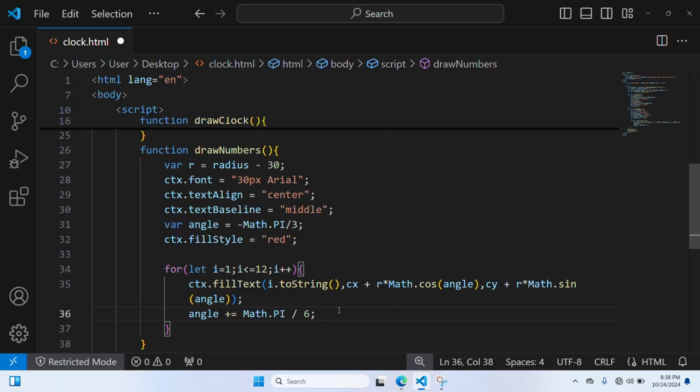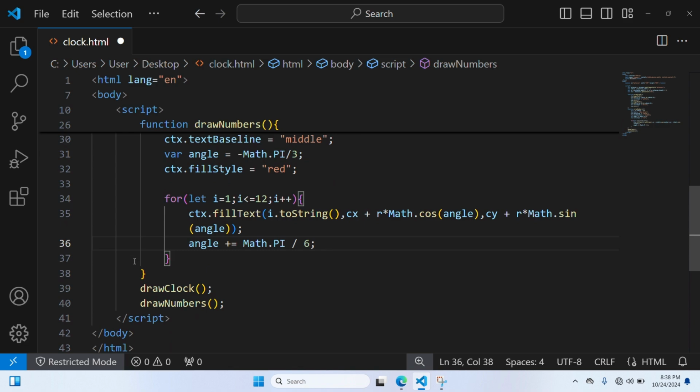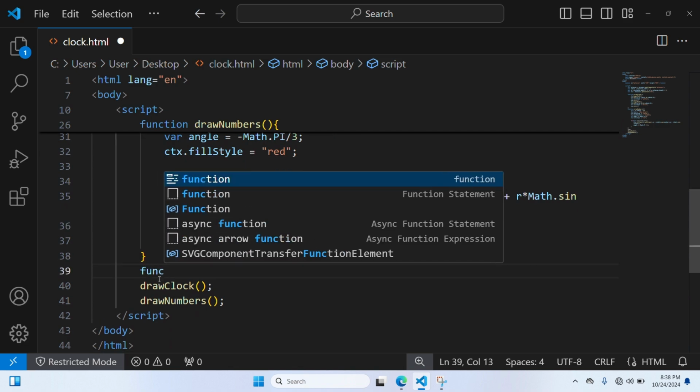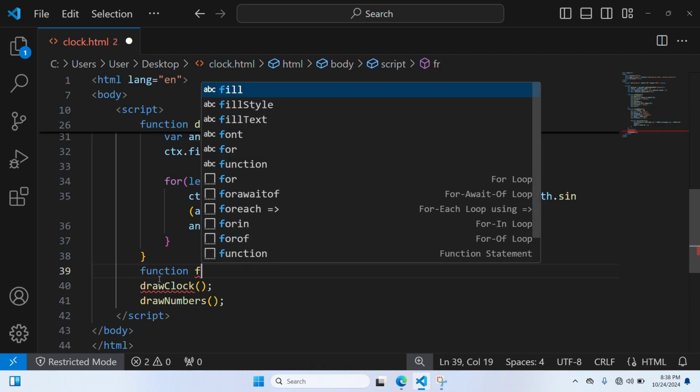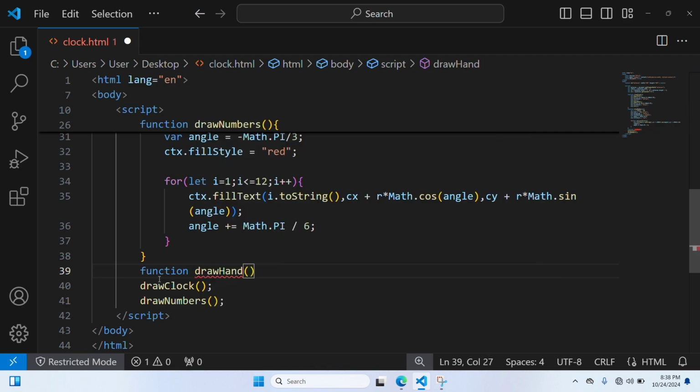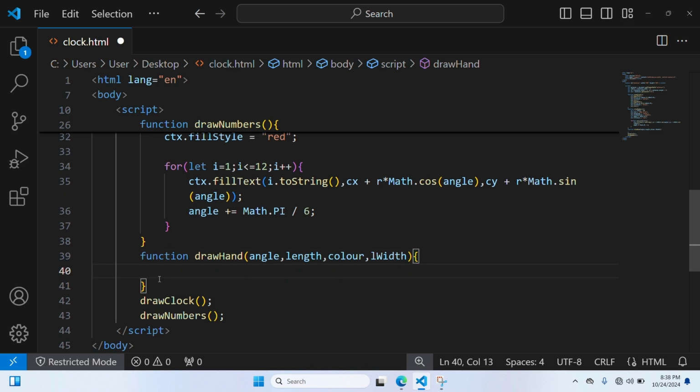Next we have to draw the hands of the analog clock, that is the hour hand, minute hand and second hand. To draw the hands, we are going to create one function. So let's create a function, and the function name will be drawHand, and this function will take some arguments: angle, length, color and line width. The different hands will have different length, different color and different line width, and also they will have different position, that is angle. So this function will take the arguments and draw the specific hands.